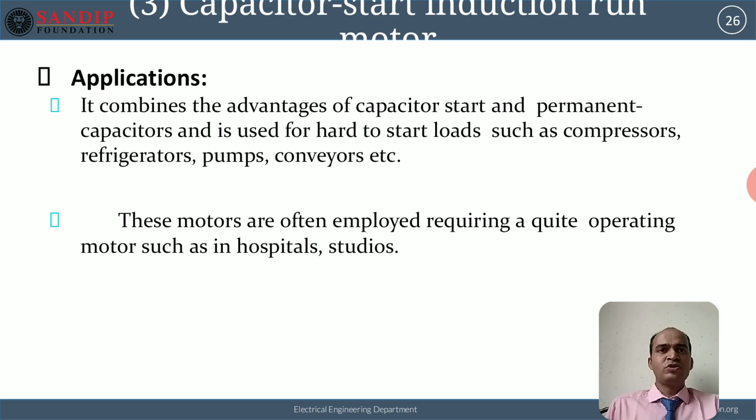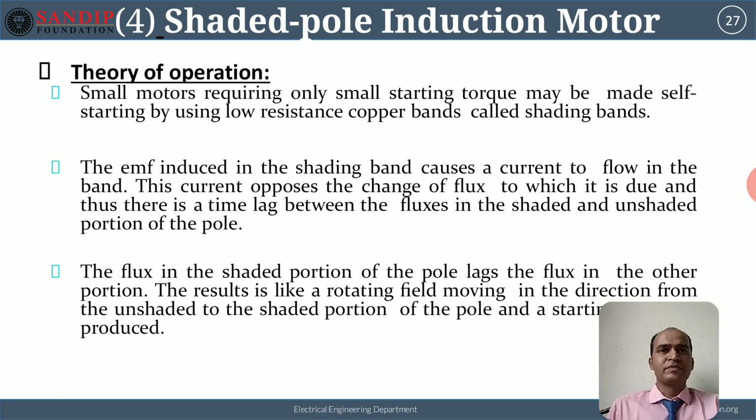There are applications of capacitor start, capacitor run motors. It combines the advantages of capacitor start and permanent capacitor motors, and is used for hard to start loads such as compressors, refrigerators, pumps, conveyors, etc. These motors are often employed where quiet operation is required, such as hospitals, studios and many commercial applications.